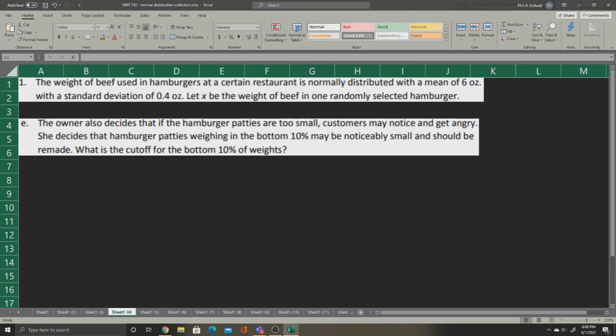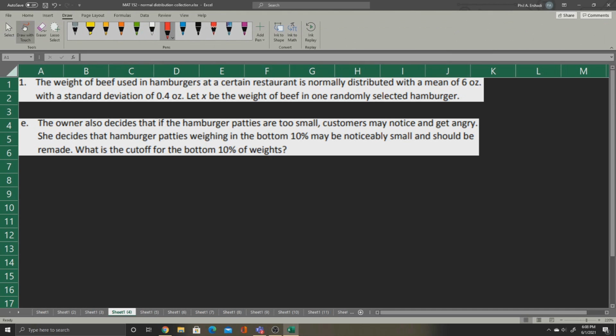Problem E says the owner also decides that if the hamburger patties are too small, customers may notice and get angry. She decides that hamburger patties weighing in the bottom 10% may be noticeably small and should be remade. What is the cutoff for the bottom 10% of weights? This question is different from the ones we've done. Previously, we've been given an X value, and this time we don't have an X value. Instead, we have a percentage. We can still draw a picture based on this, though.